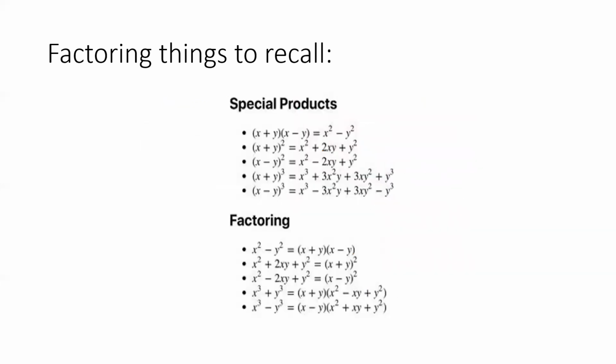Special products. Sometimes when you're factoring, these may come up. If I see the scenario of factor x squared minus y squared, remember, this is a difference of two squares. We called it dots. Or if it has x squared plus 2xy plus y squared, okay, this is a binomial squared. Or if I have x squared minus 2xy plus y squared, it's going to come out to be x minus y squared. So these are my binomial squares.